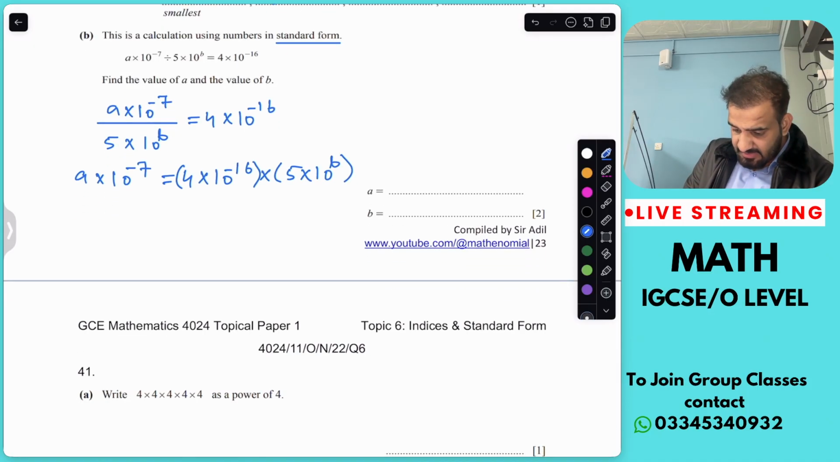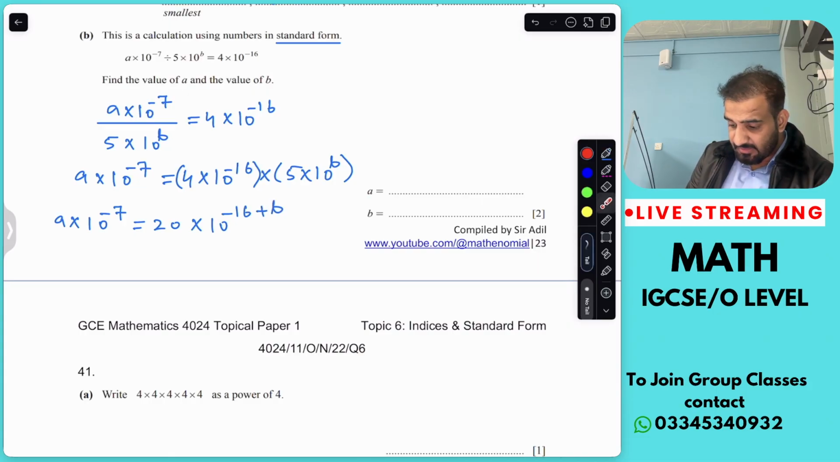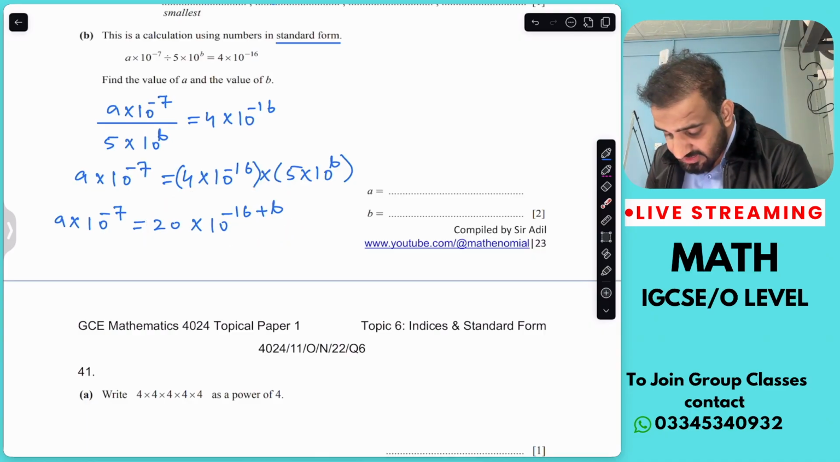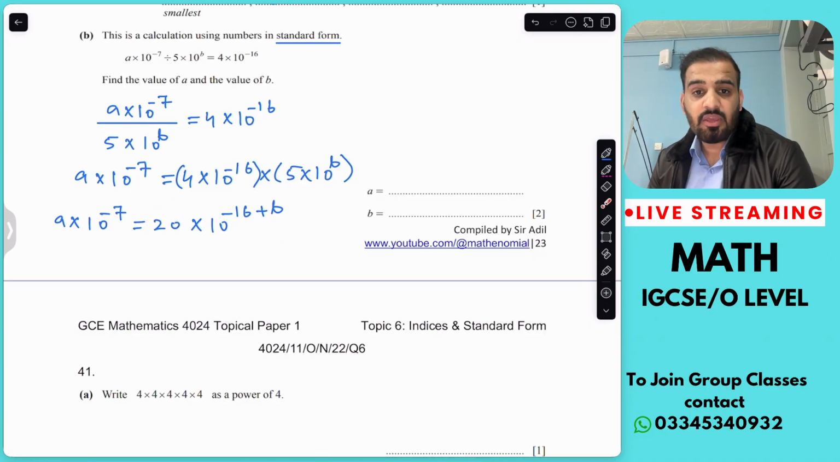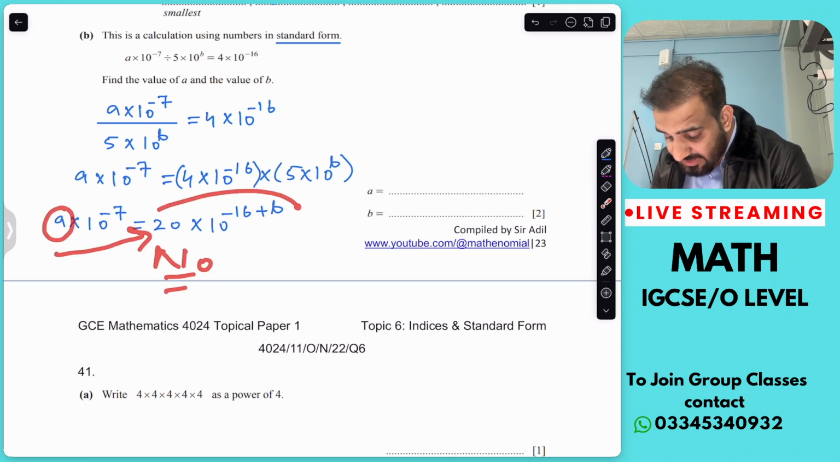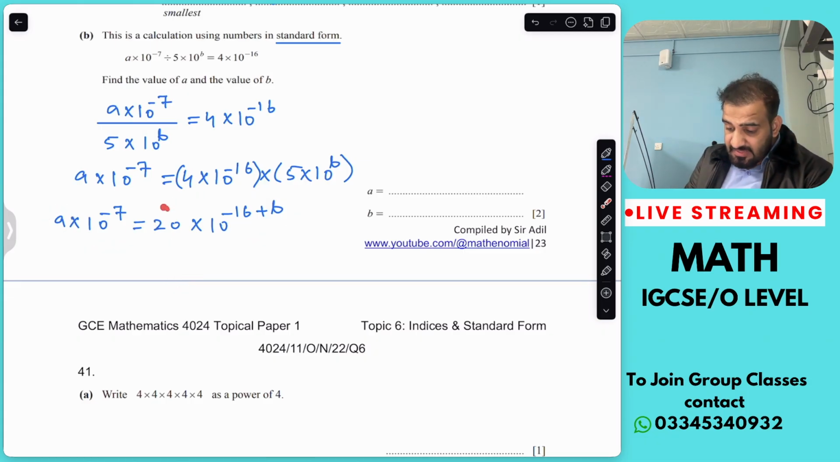which can be written as a cross 10 raised to power -7 is equals to 5 fours are 20 cross 10 raised to power -16 plus b. But this is not in standard form. Why is this not in standard form? Because it is 20. Please never put a is equals to 20. That is wrong because this is not in standard form. So first bring this in standard form.